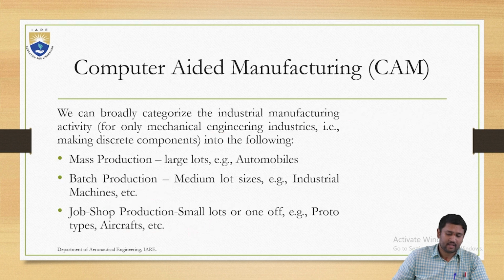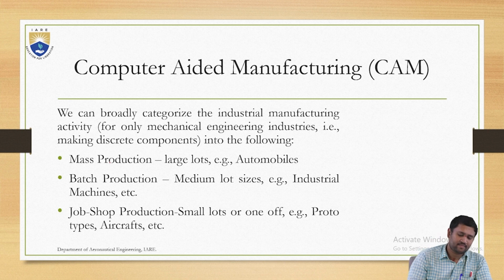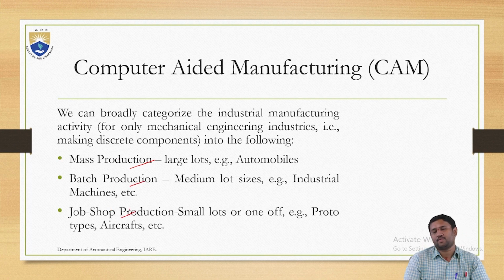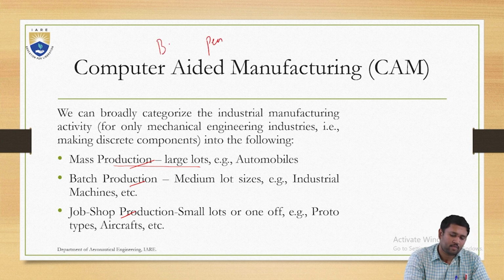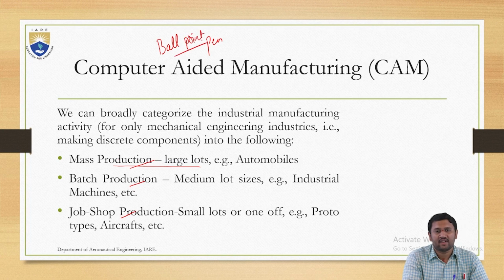during manufacturing. Next is computer manufacturing, in which you will have three particular steps. Industrial manufacturing is broadly classified under three sections: mass production, batch production, as well as job production. Mass production means creating a product in large lots. For example, a simple ballpoint pen. A ballpoint pen is manufactured as mass production because, irrespective of the shape, you will be mass producing the same product.